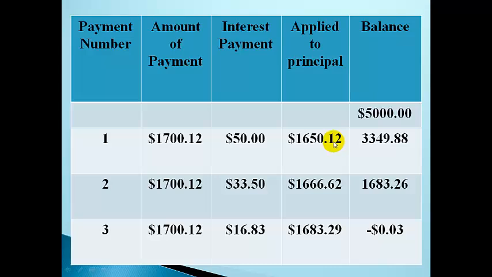$957.12. Now, if you want the new principal, we subtract the $957.12 from the $5,000, and that gives us $3,349.88. And this becomes our new principal, because when we do the first monthly payment, we have paid part of the principal and we have also paid part of the interest. So the new principal will now be $3,349.88.